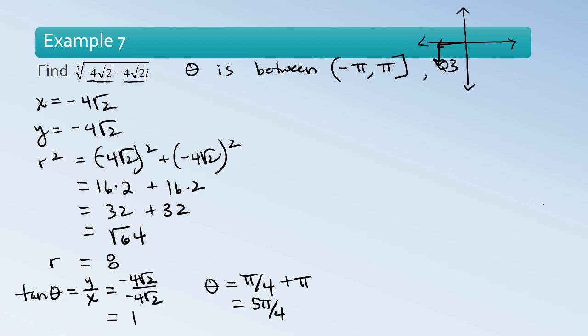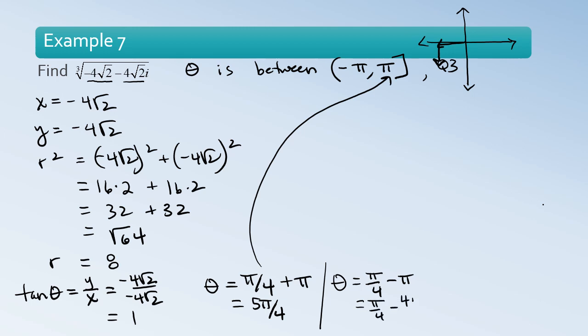Now, there's a problem with that. 5 pi over 4 is bigger than pi. Pi is 4 pi over 4, so 5 pi over 4 is bigger. So maybe I shouldn't add pi. Maybe I should take away pi. So pi over 4, take away 4 pi over 4, gets me negative 3 pi over 4. And negative 3 pi over 4 is in the third quadrant. So that's what I'm going to use.